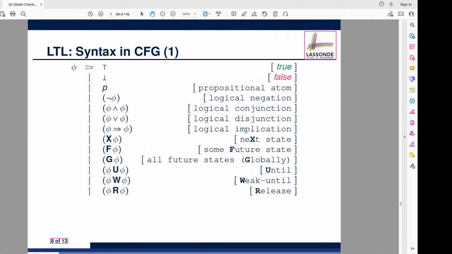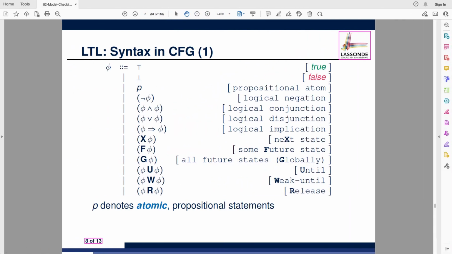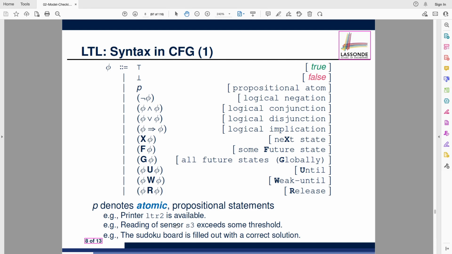We might just be able to do some exercises today. So the P here is one base case. You can do any proposition facts. Just to give you some examples, you might say printer LTR2 is available. You might say the reading of a certain sensor for the nuclear power plant does not exceed a certain threshold. That's another proposition. Also, you can say the Sudoku board is filled with the correct solution. That's also a proposition. As long as there's no uncertainty here, it should evaluate to either true or false. So that's the definition of a proposition.